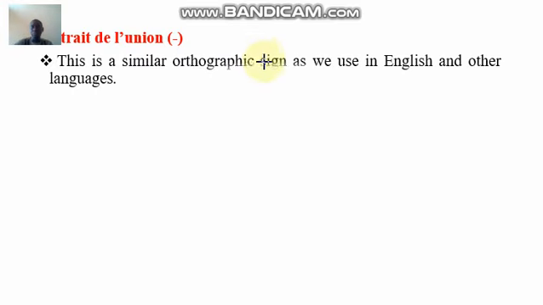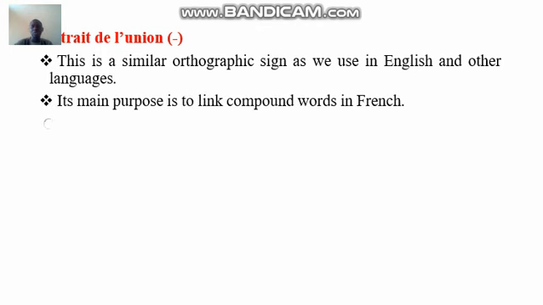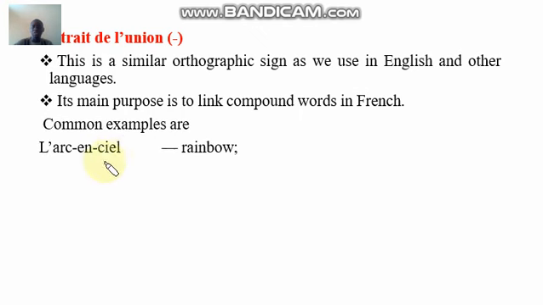Now trait d'union is very important as well. It's very close to what we have in English and many other languages. It's used basically to link words together to form a compound word. That is it. Nothing more than that. Look at the examples we have. We have l'arc-en-ciel. This is an arc. This is sky. This is the preposition en. You have it here, linking them together.